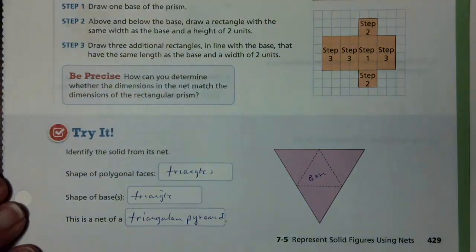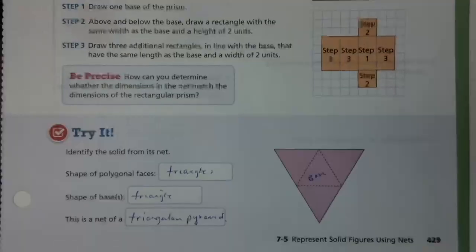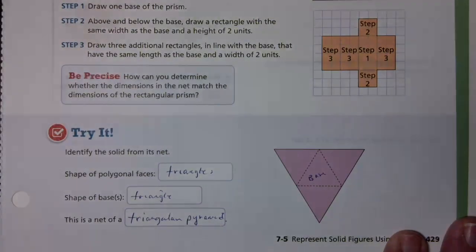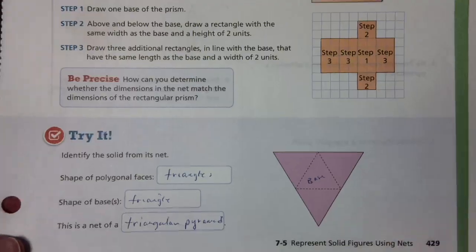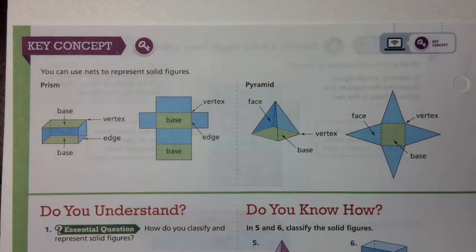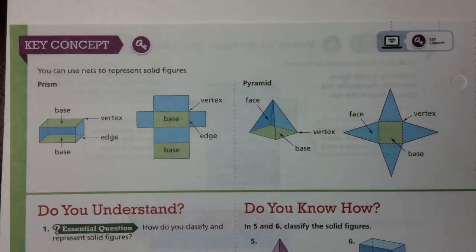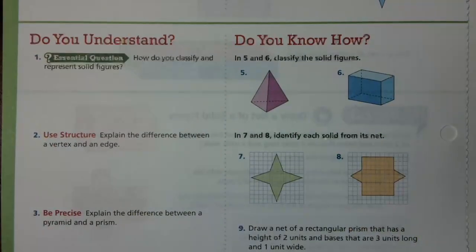And your teacher has got some of these, and hopefully they're going to let you cut some out, fold them up, and see for yourself what shapes you can make. And then you're going to have to identify, is it a prism or a pyramid? Okay. Here's your review of this lesson right here. And we're ready to go to Do You Understand?